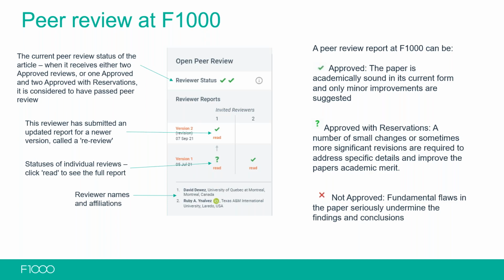You can also see that the first reviewer has submitted an updated peer review report for the latest version. We call these re-reviews. You're able to click read underneath the approval status to see the full report. And at the bottom, you can clearly see the full names and affiliations of each reviewer.